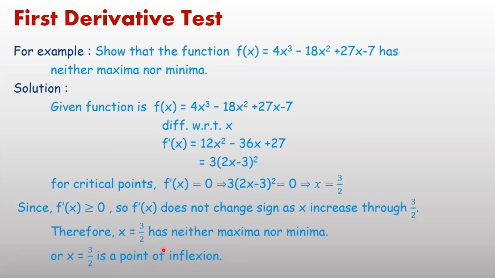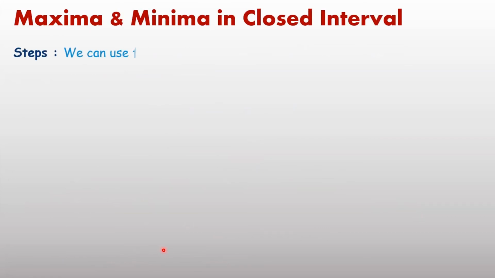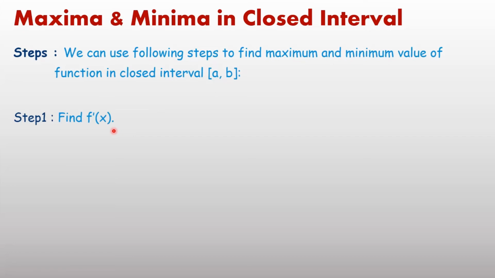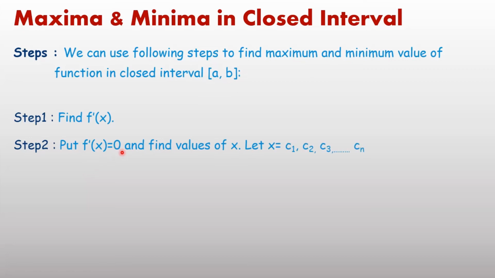Now next topic: maxima or minima in a closed interval. In a particular closed interval given, we have to find the maximum or minimum value of the function in that interval. The steps which we have to follow: step first, find f dash x, because the function will be given. Step second, for critical points, put f dash x equal to 0 and find the values of x.